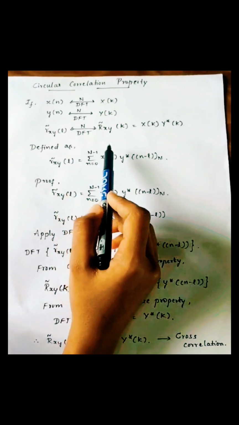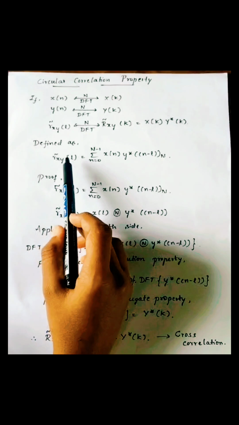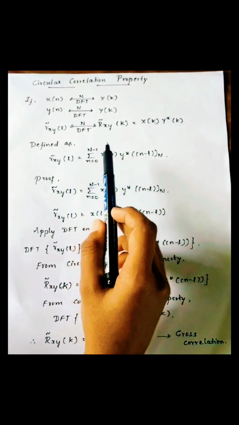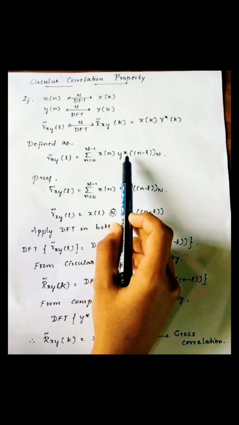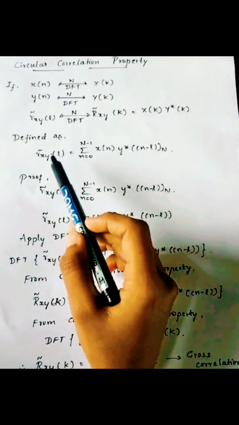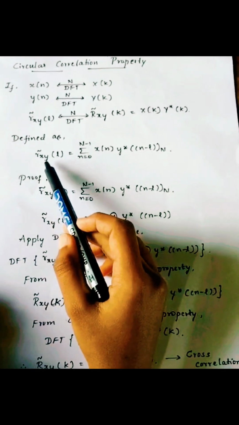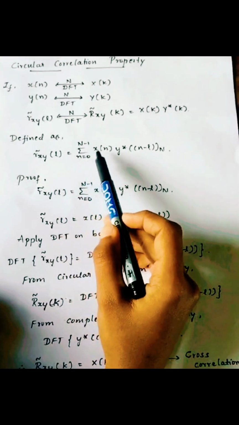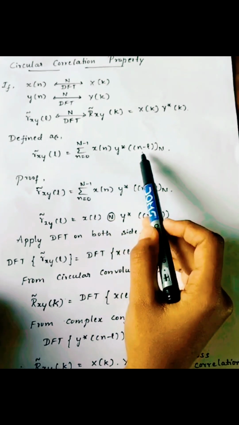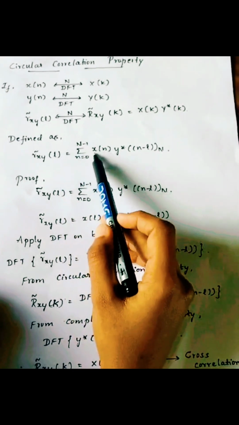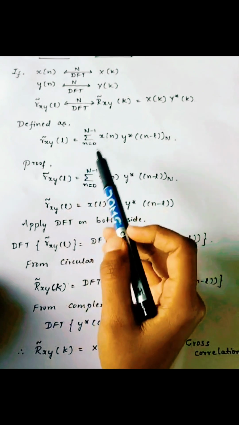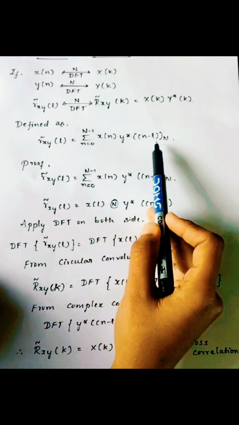It is defined as R xy of l tilde equals summation of n equals 0 to N minus 1, x of n into y conjugate of (n minus l) mod N. Here, the circular correlation property is defined as the multiplication of the DFT of one sequence and the conjugate DFT of another sequence. Let us prove the circular correlation property by using this equation.